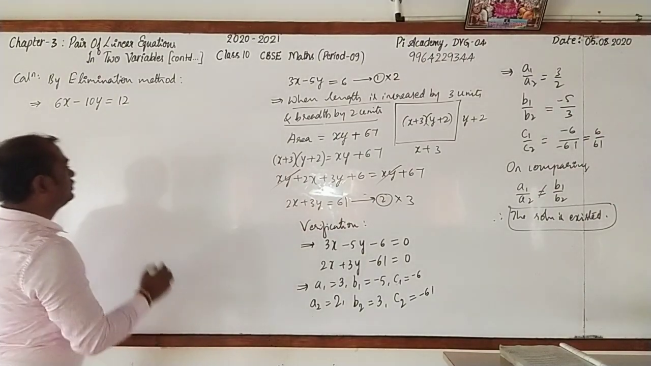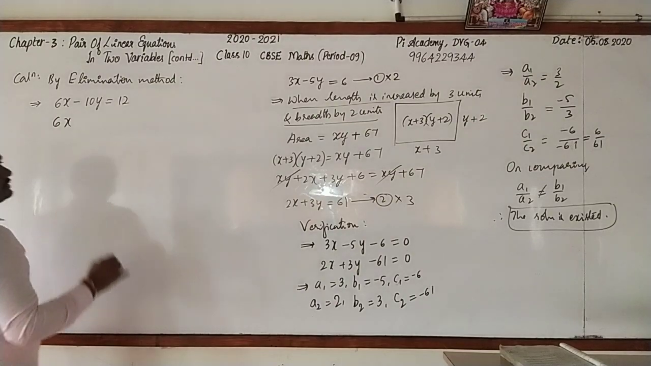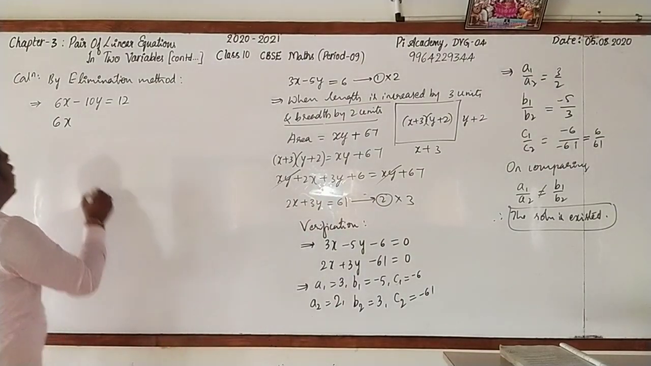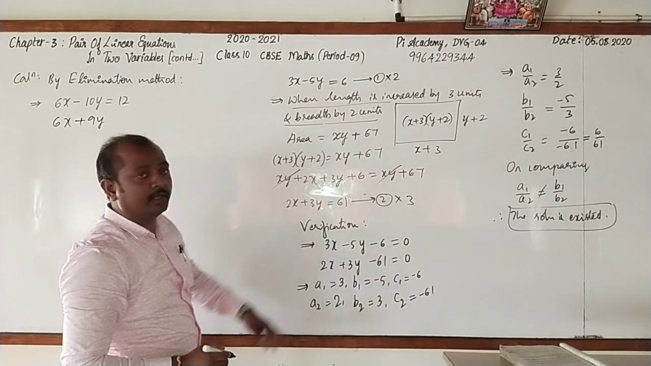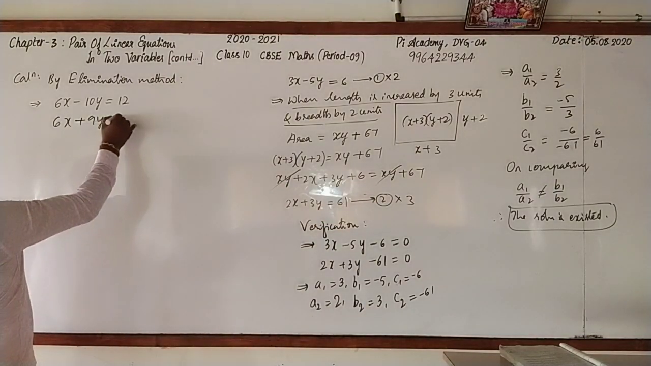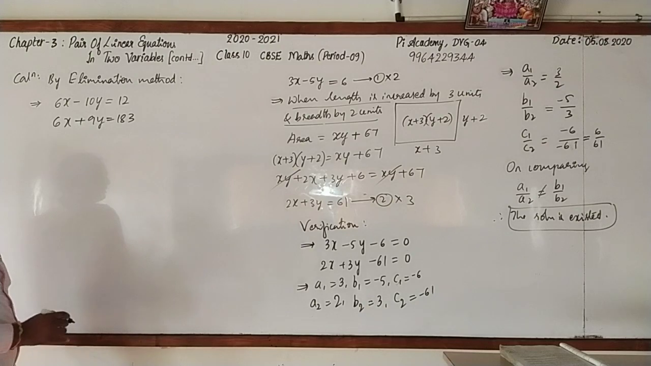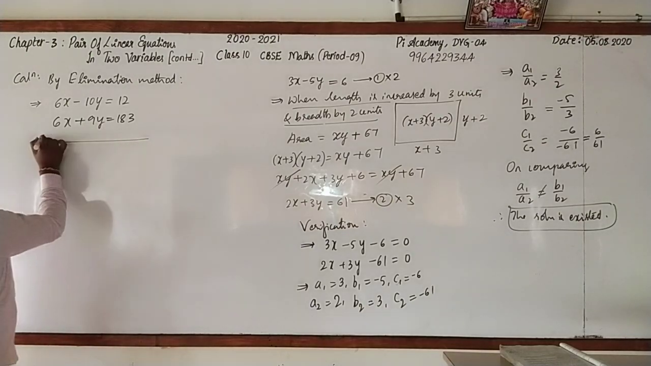Second equation, multiply by 3. 3 2s are 6, 6x. 3 3s are 9, 9y equal to 61 3s are, it is 183. Is it not? Yes. Let us go for changing the sign.